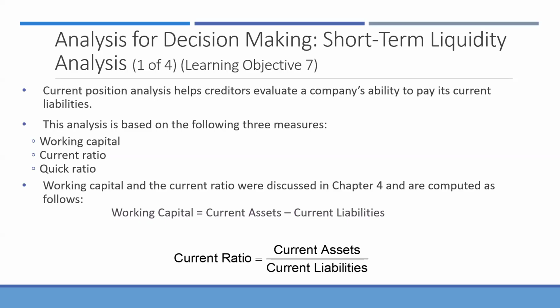And so when we're making an analysis for the short-term liquidity of a business, there are 3 measures: working capital, current ratio, and quick ratio. Working capital isn't a ratio, it's an amount. Working capital is current assets minus current liabilities, and it becomes a dollar amount. It can be positive and it can be negative.